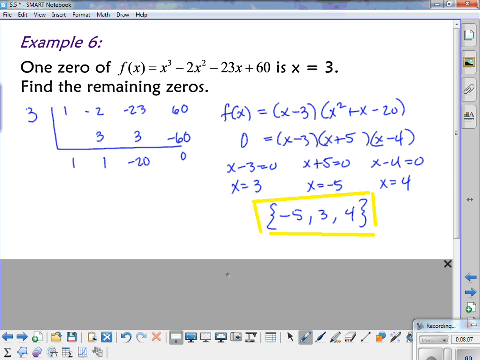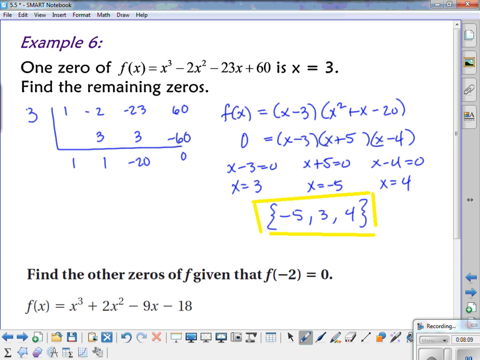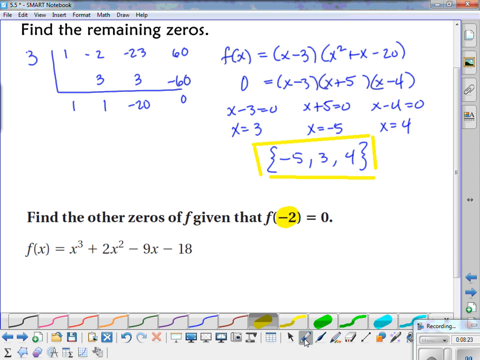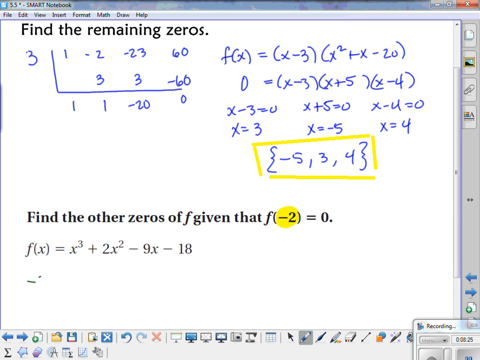Okay. All right, so let's find the other zeros of this given that f of negative 2 equals 0. So what's one of our zeros already that we have? Negative 2. So what goes on the outside? Negative 2. All right, go ahead and do that, and find the other zeros.